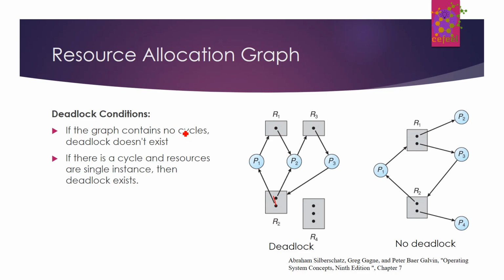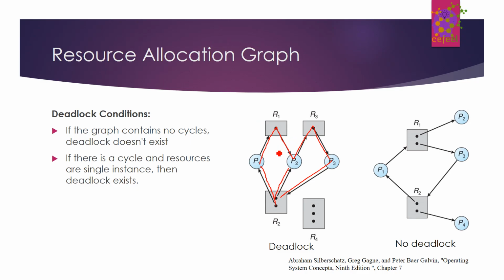If you notice, P1 is allocated R2 and P1 is requesting R1. Then R1 is held by P2 and P2 is requesting R3. R3 is held by P3 and P3 is requesting R2, and in fact R2 is also held by P2. So there is a circular wait here and there is a cycle, and in fact there is a deadlock as well, because none of the processes can proceed. Each of them is waiting for some resources to be allocated, which is held by other processes.